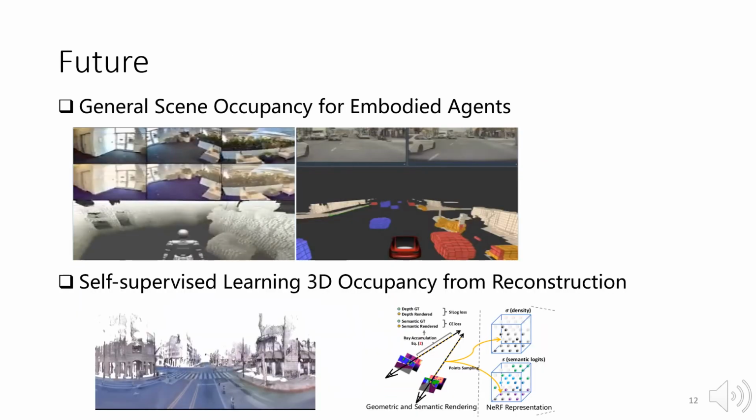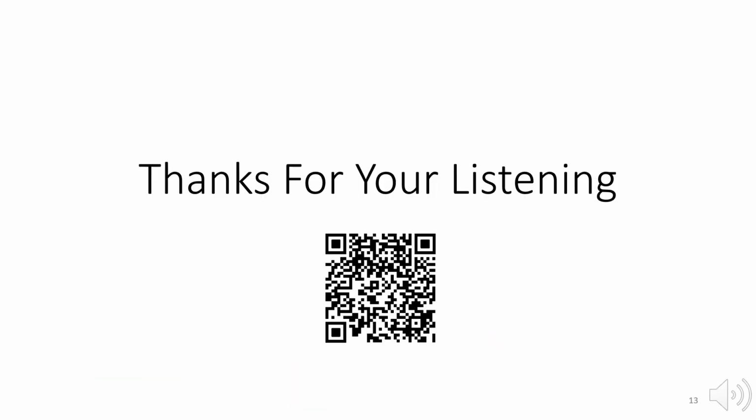For future research, I plan to focus on two main areas. First, developing a general scene occupancy model for embodied intelligence, which is valuable not just for driving scenarios but also for perception in robots and other intelligent agents. Second, I aim to explore achieving 3D scene perception using self-supervised and unsupervised methods, eliminating the need for human annotated 3D voxel labels.